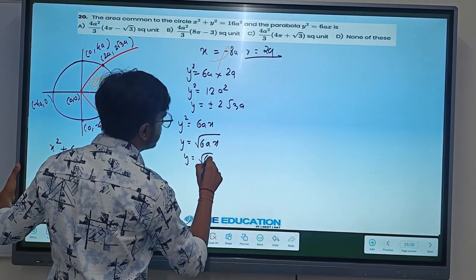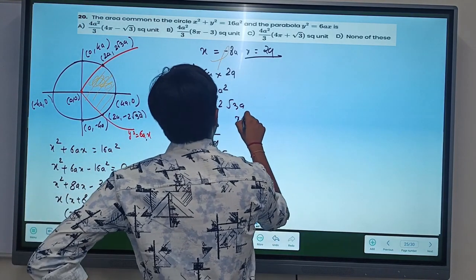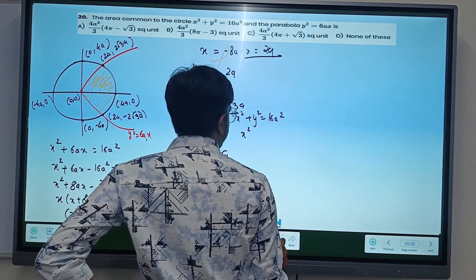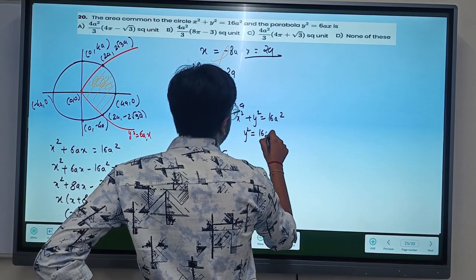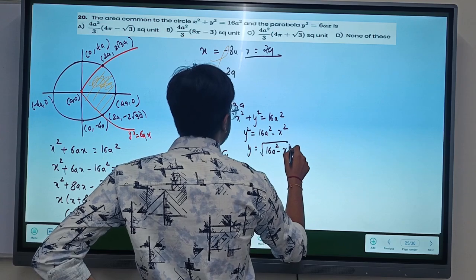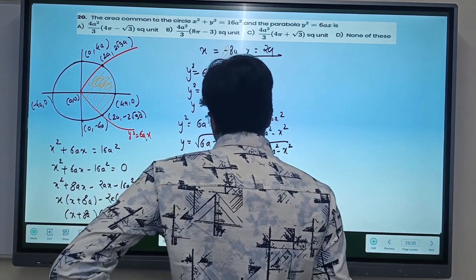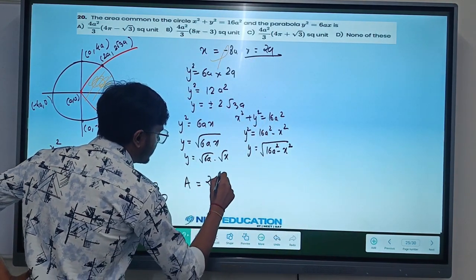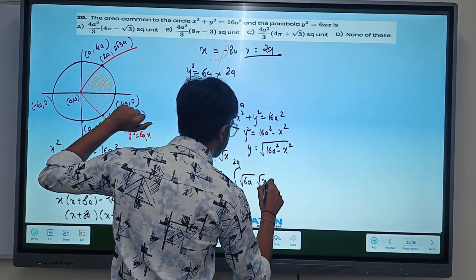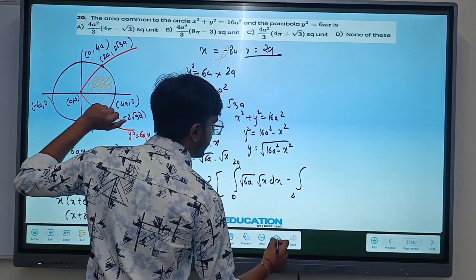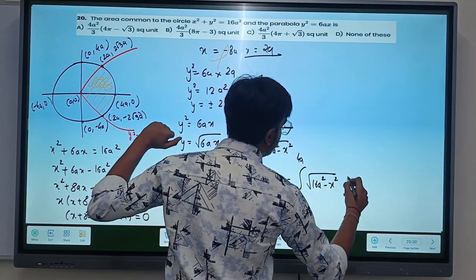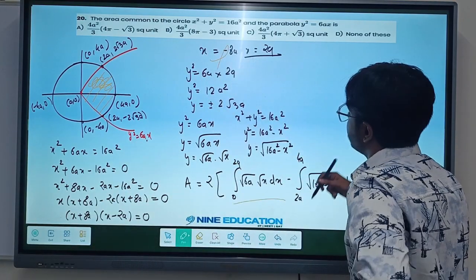So y is equal to root 6a into root x. And x square plus y square equal to 16a square. So y square is equal to 16a square minus x square. So y would be under root of 16a square minus x square. So area would be 2 times, of course, 0 to 2a, the red curve, that is root 6a root x dx, minus 2a to 4a, the circle, root 16a square minus x square dx. So I'll find each of these integrals.